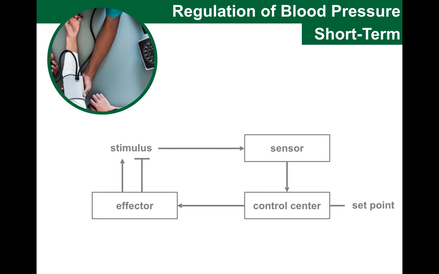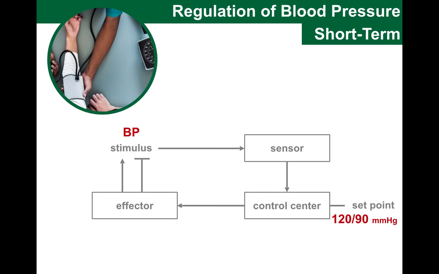So what I thought that we will do is to review the ways how blood pressure is regulated in a short term with this diagram. Let's give it a go. So, our stimulus is a change in the blood pressure, and we have the set point for normal blood pressure set as somewhere around 120/90 or so.